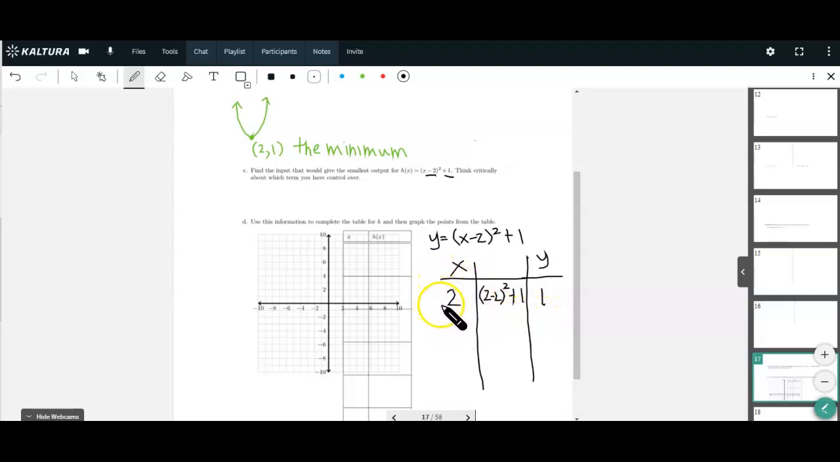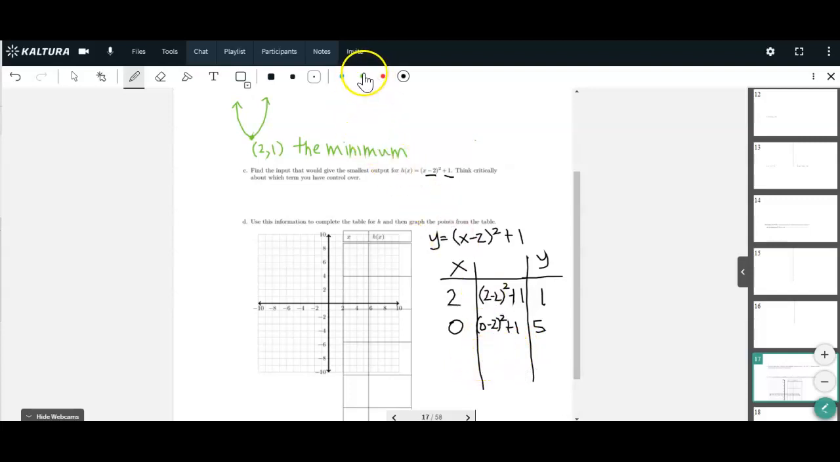We also want to pick something like, sometimes if we put 0 in place of x and solve for y, this gives us our y-intercept. So let's do that. 0 minus 2, all squared, so negative 2 squared. Negative 2 times negative 2 is positive 4, plus 1 is 5. So we found another point on this graph. And then we might want to see if we can find some other points on the graph as well.